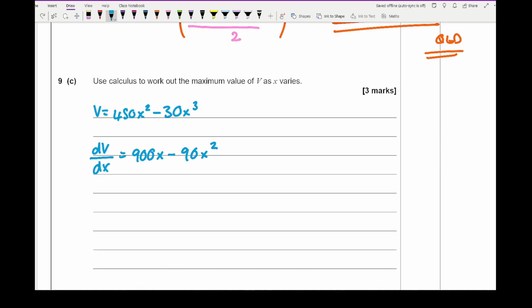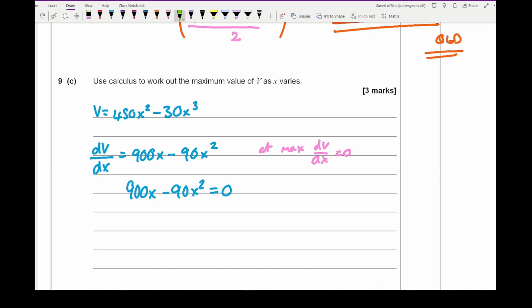And what I'm wanting to do is to find the maximum value. So for this, what I need to do is make that equal to 0. So 900x minus 90x squared is equal to 0, and so at max dv over dx equals 0. And then from this, I don't want to take the 90x over to the side because I'm going to lose a potential value of x.